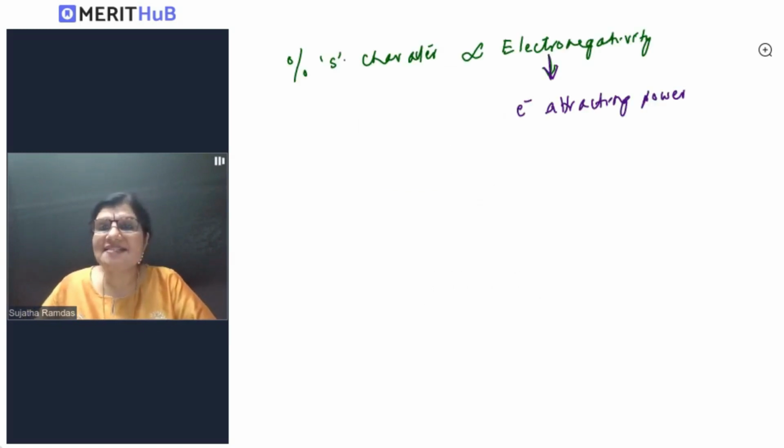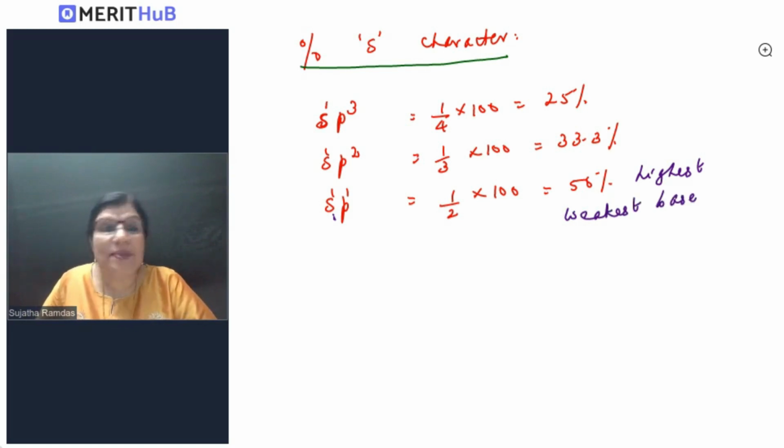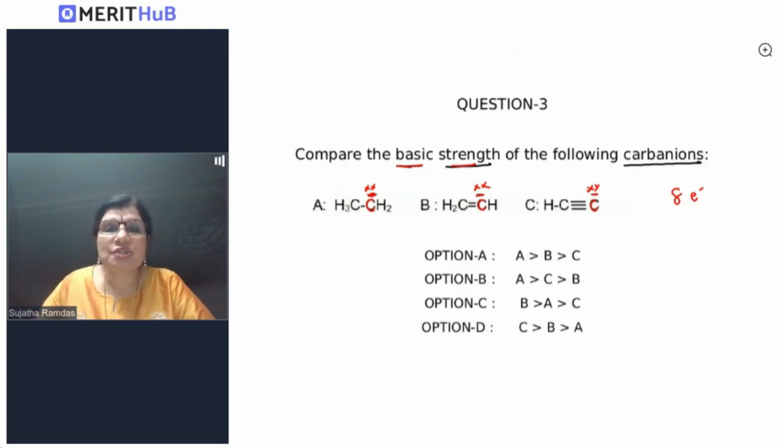So greatest S character would imply weakest base. Highest S character would imply weakest base. And the one which has got the least S character implies strongest base. So that is how you determine and compare the basic strength of these 3 carbanions.